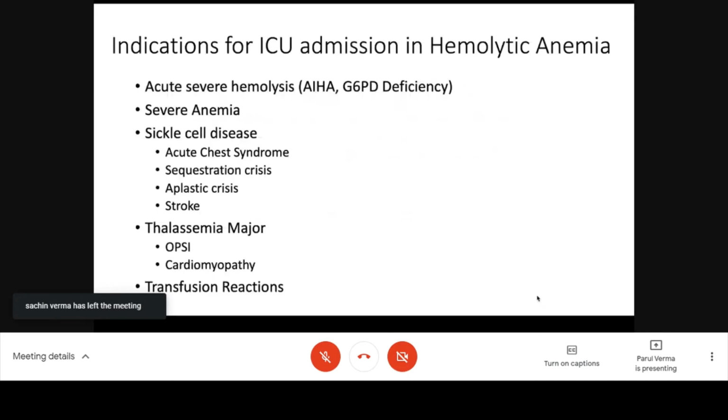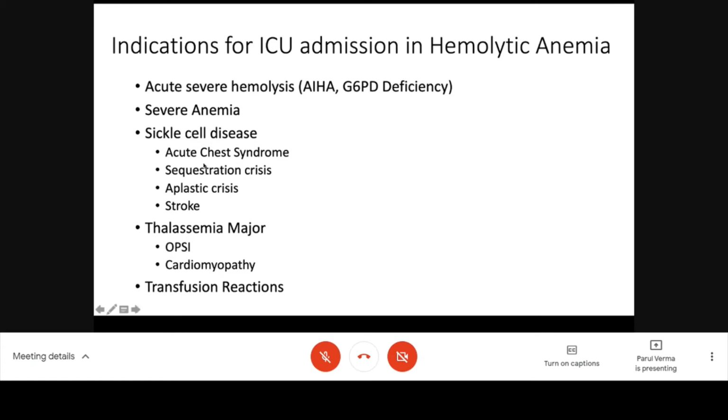Now let us see what are these conditions which require ICU admission in a child with hemolytic anemia. And the foremost is the case which we saw just now, a child with acute severe hemolysis. And this could be either because of autoimmune hemolytic anemia or because of a child with G6PD deficiency, which is an X-linked recessive condition. A child with severe anemia because of any hemolytic disorder, be it thalassemia major, be it sickle cell anemia. If the child has not been taking transfusions, he may develop severe pallor, which may lead to CHF, and such a child will also require ICU care.